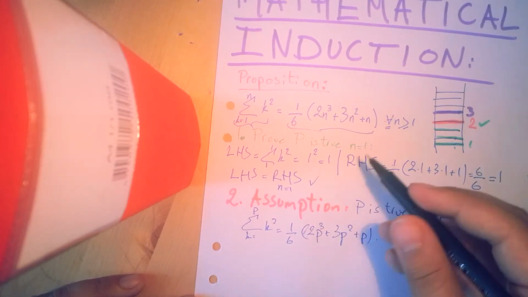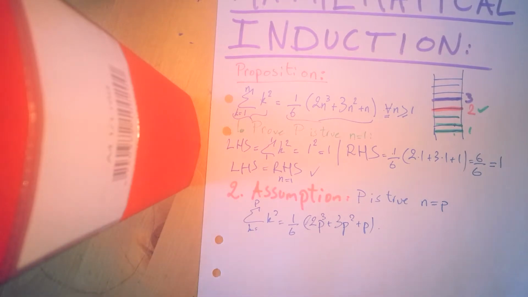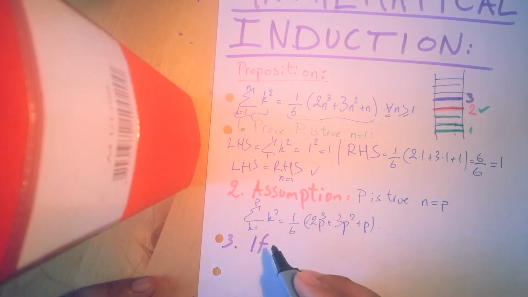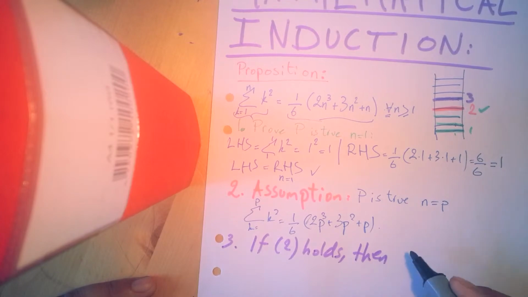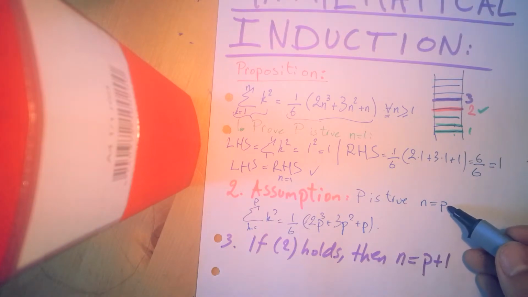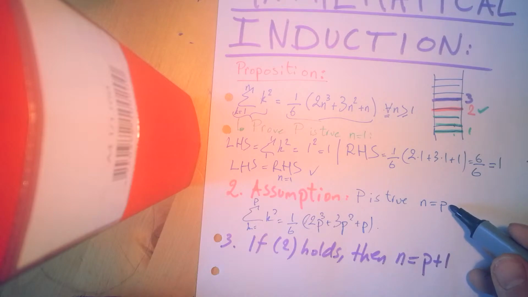And it's exactly that. I just wrote P where there is that. And now we come to the actual calculation. And then here we look that if number 2 holds, then n equals p plus 1. So we look at the next step, when n is a step ahead of the assumption, just like we did here. When n is equal to p plus 1, so the next step, then this is what we get.